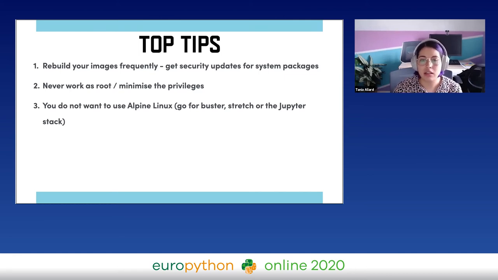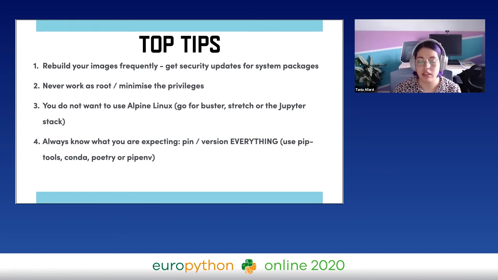Don't use Alpine Linux. It's very good for a lot of stuff, but for data science and machine learning, it is much more trouble than it's worth. Yes, it is a very small image, but you're paying the price for that small size. My advice, go for Buster. That's probably the best distribution at the moment. It has long-term support, or use Stretch, or the Jupyter Stack. If you can't use the Jupyter Stack, always know what you're expecting. Pin all the versions, pin everything.